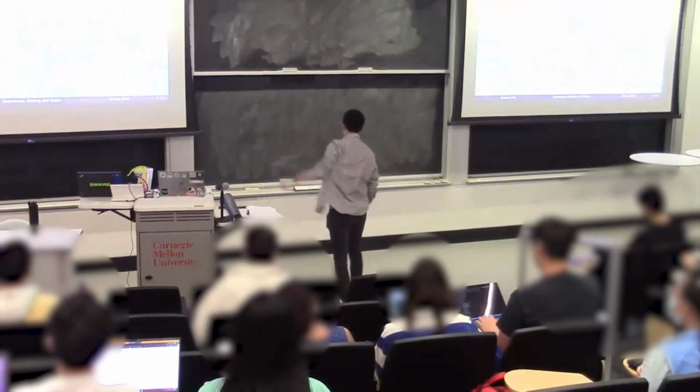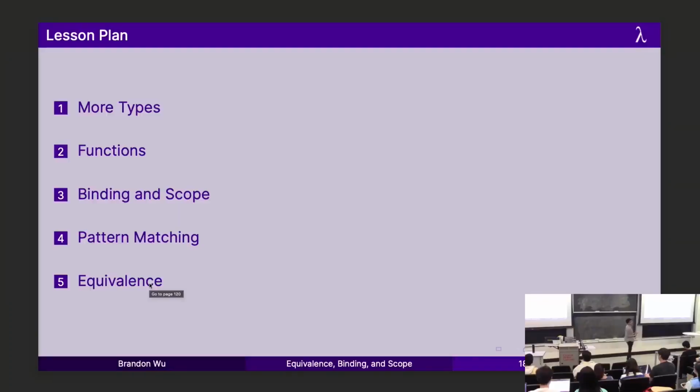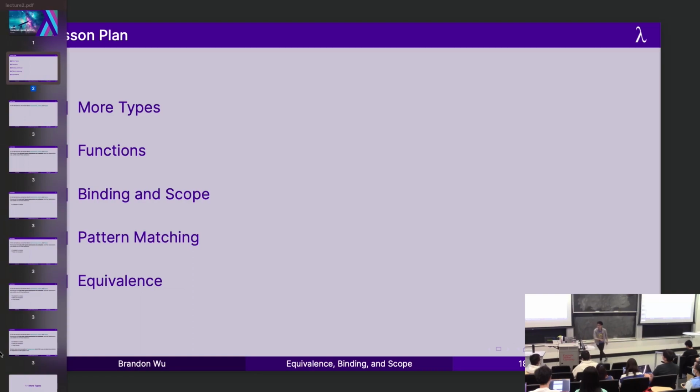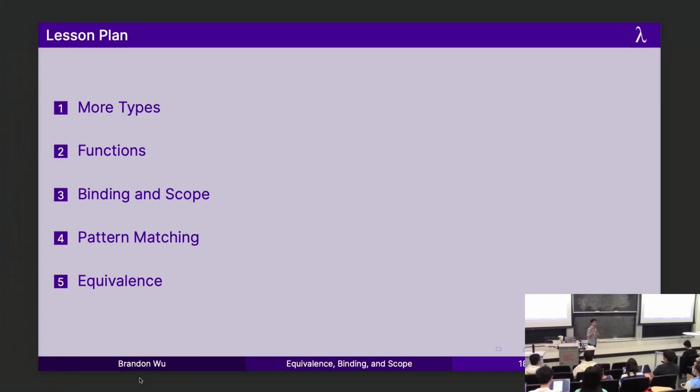So our lesson plan for today, we're going to be talking about types again. We're going to be talking about more types of functions than the one I showed you in lecture Tuesday. We're going to be talking about binding and scope, which is the main difference in terms of mutability, or this idea of changing the world, I said on Tuesday. We'll talk about pattern matching, which is a nice way of how we can manipulate values in SML. And then we'll talk about equivalence, which brings in math into this whole thing and ties a nice ribbon on it. Okay, cool. All right, let's get started.